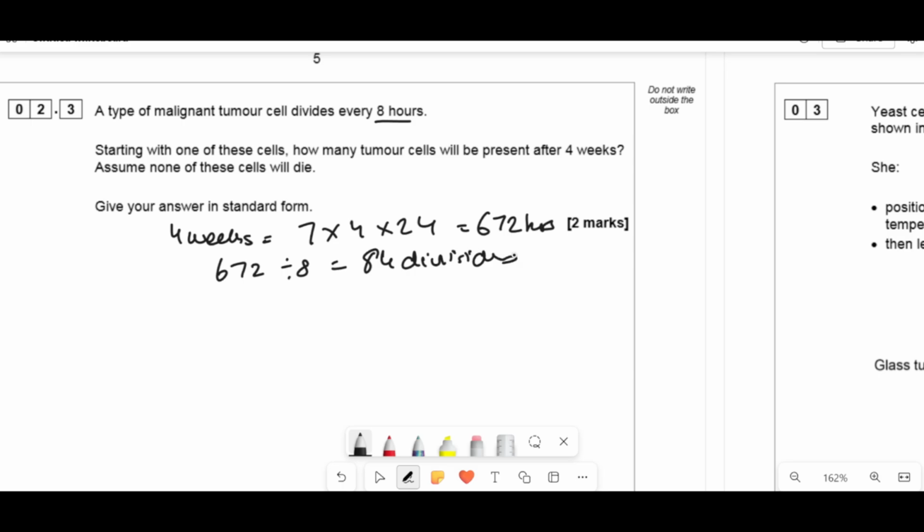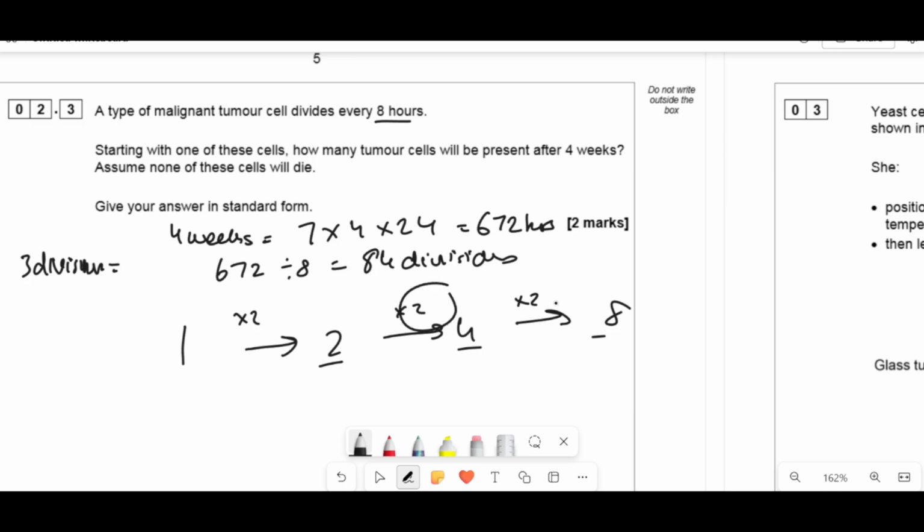Now, rather than be like, oh, I know a formula for this, let's just use a bit of common sense, right? You start off with 1 cell, then you get 2, and then they double, and you get 4, and then you get 8, right? Each of these is 8 hours, as the question's told you. From here to here, you times it by 2, and then you times it by 2, and then you times it by 2, right? So we've had 1, 2, 3 divisions. 3 divisions led to having times 2, times 2, times 2.